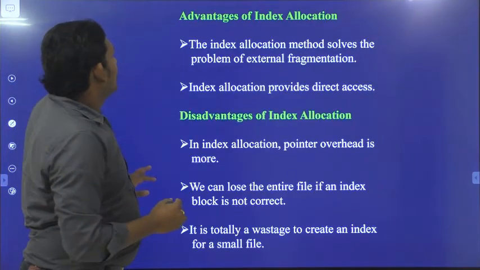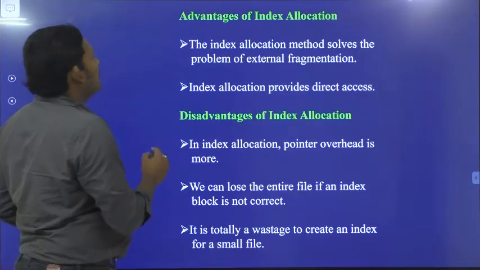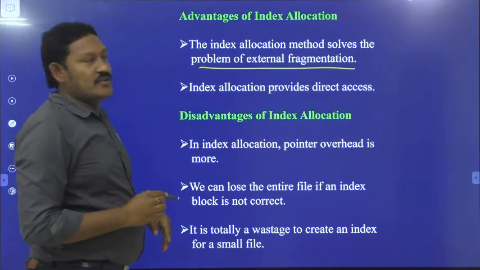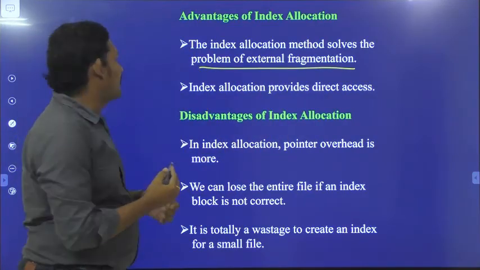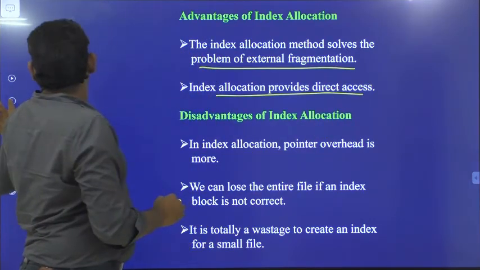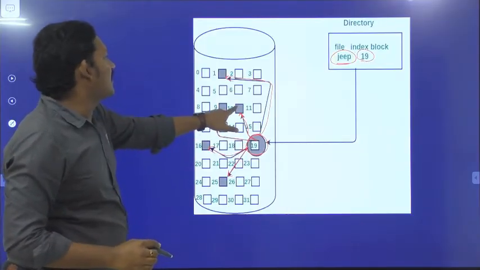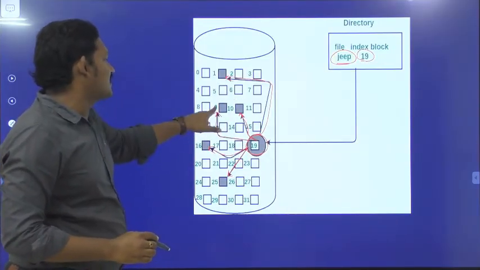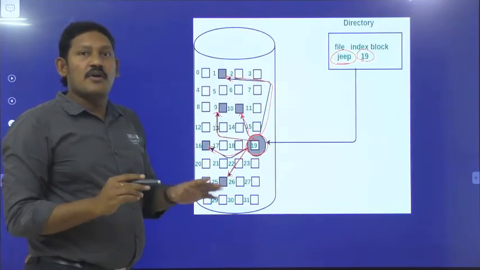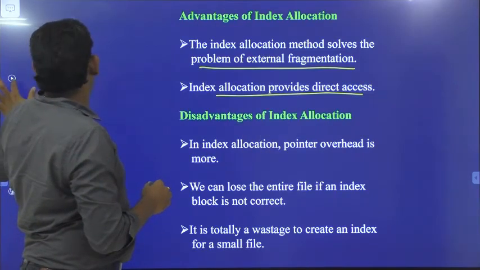Next, here we have some advantages. It solves the problem of external fragmentation, as well as it provides direct access. Suppose you want to access 10, from 19 straight away you can access 10, or you can access 1, or 9, or 16, or 25. Whatever block you want to access, you can access directly. That is the main advantage of using this indexed method.